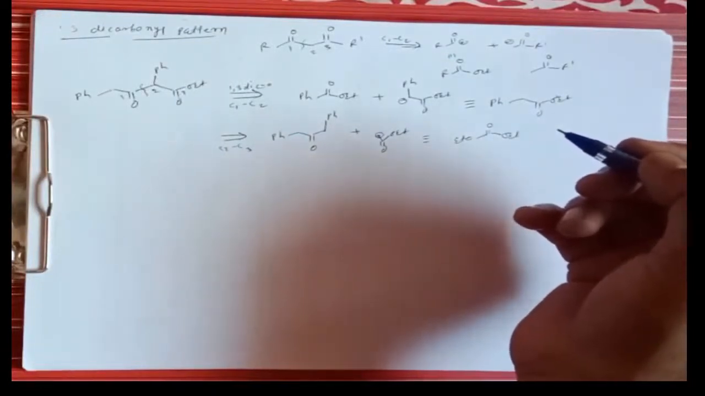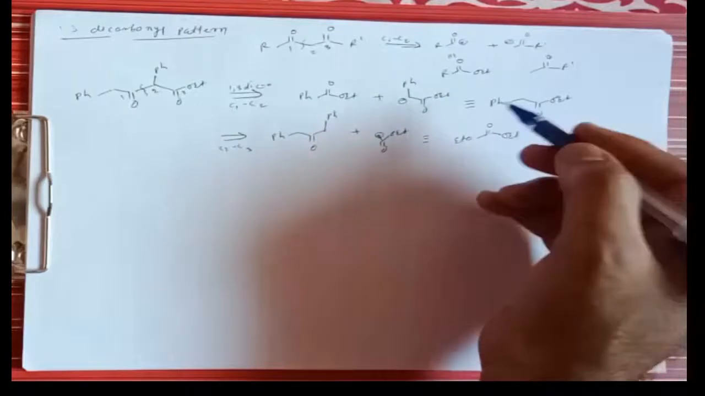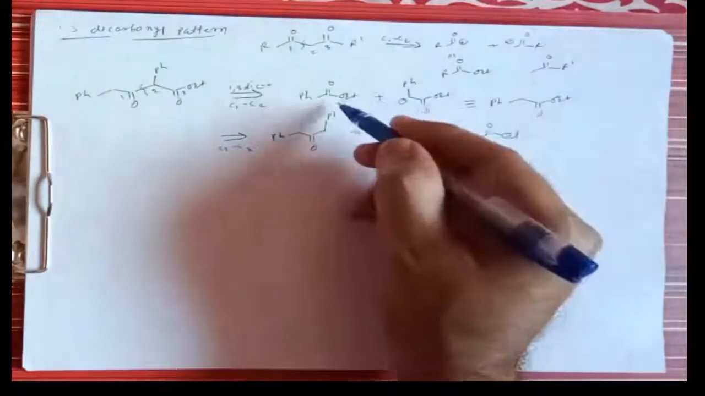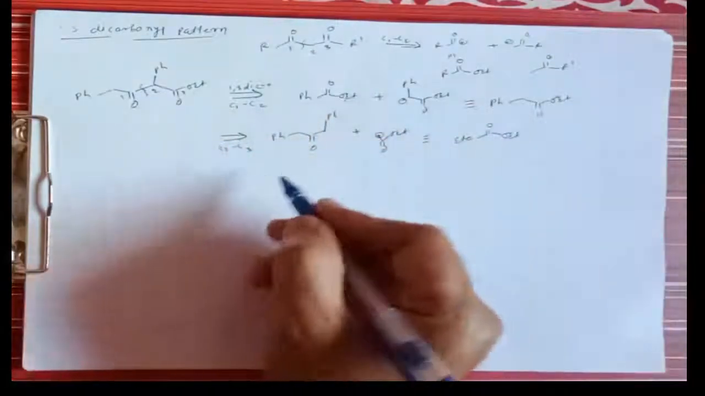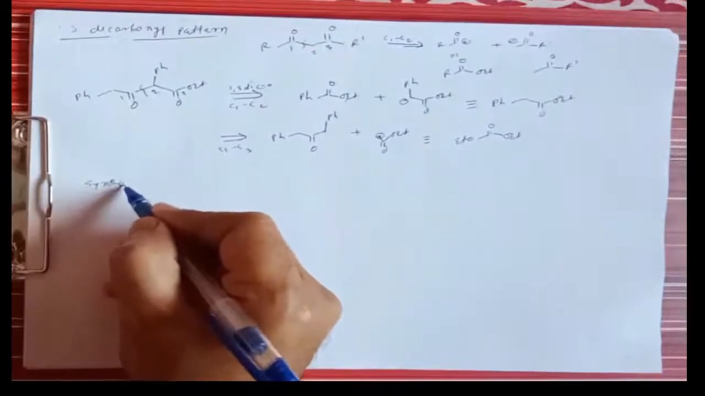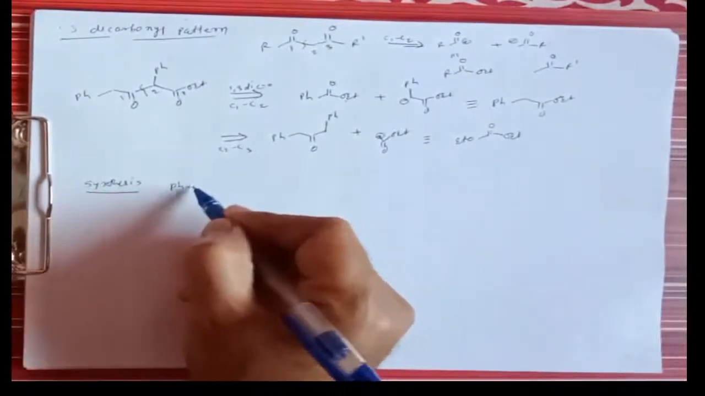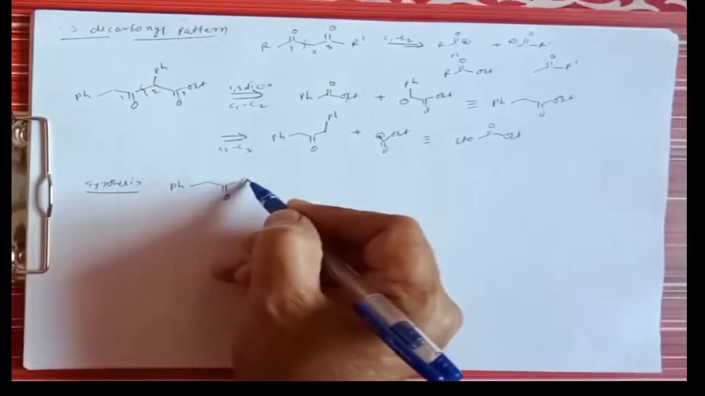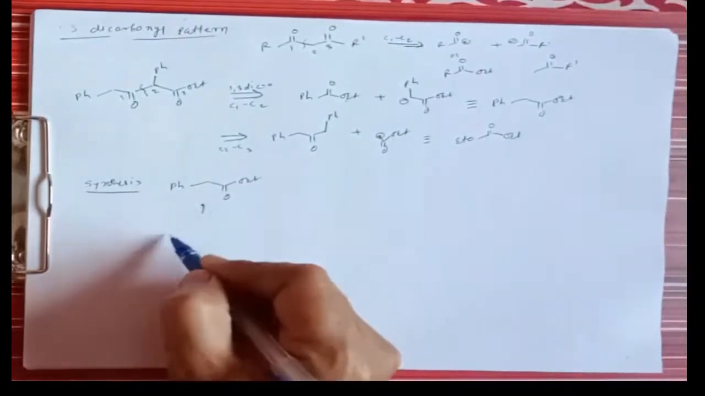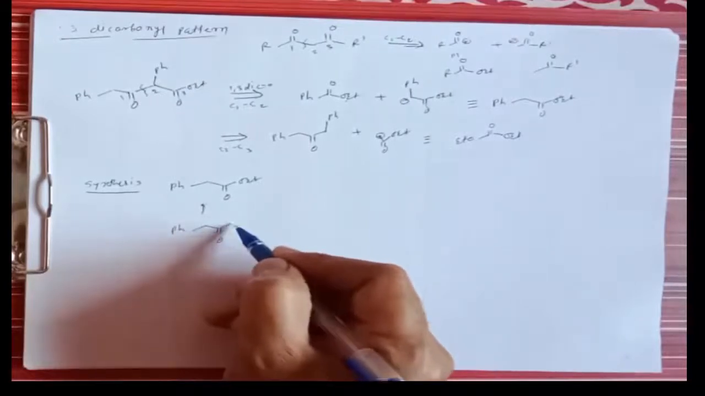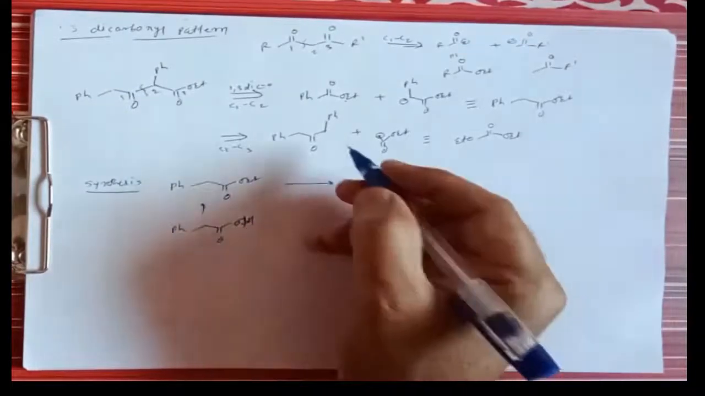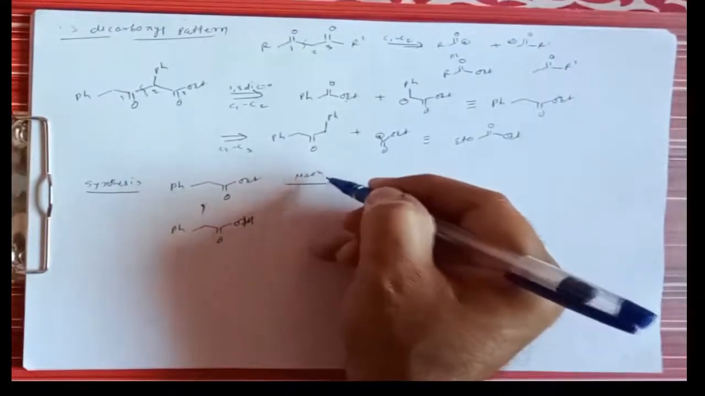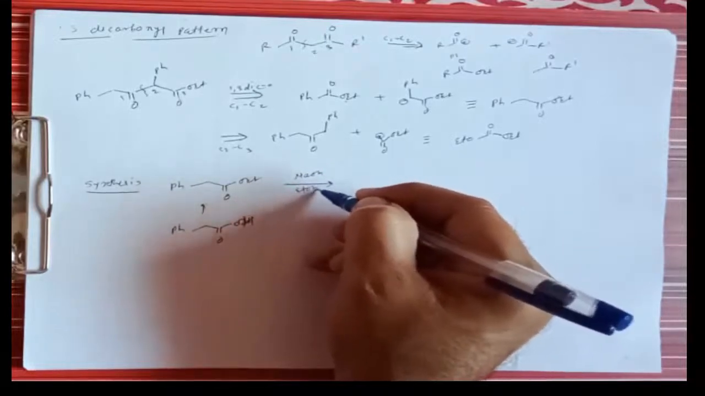Then if we see among these two routes, which route looks better? The first route looks better because these molecules are easily available, that is ethyl phenylacetate, and this is a molecule, these are easily available. Then we can go for the synthesis. PhCH2C=OOEt can be easily prepared from PhCH2C=OOH. So it can be prepared from this molecule, and then it will be treated with NaOH in the presence of ethanol. So what does it give?